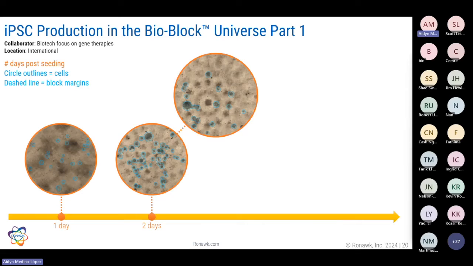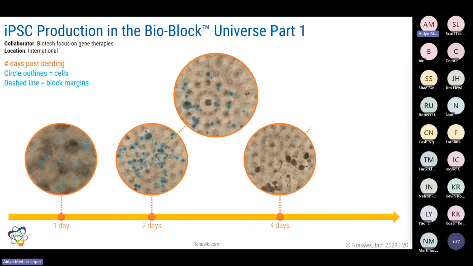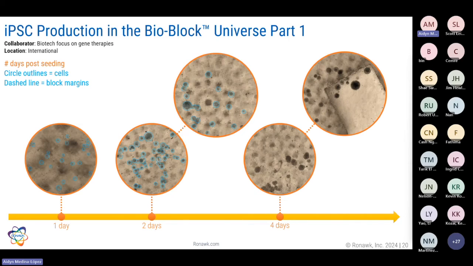And very visible, even this is a 4x magnification. And by 4 days, those aggregates started to be expelled from the bioblocks. Now, at that point when we saw this, we didn't know what was going on, to be honest. And we thought it was a very interesting behavior that the cells were having.